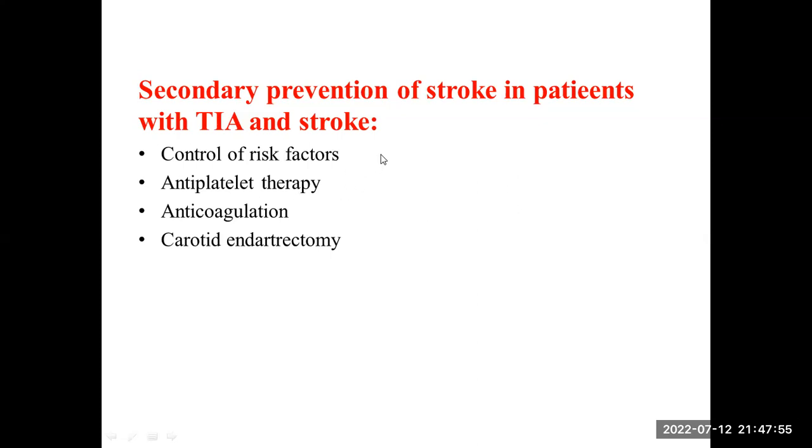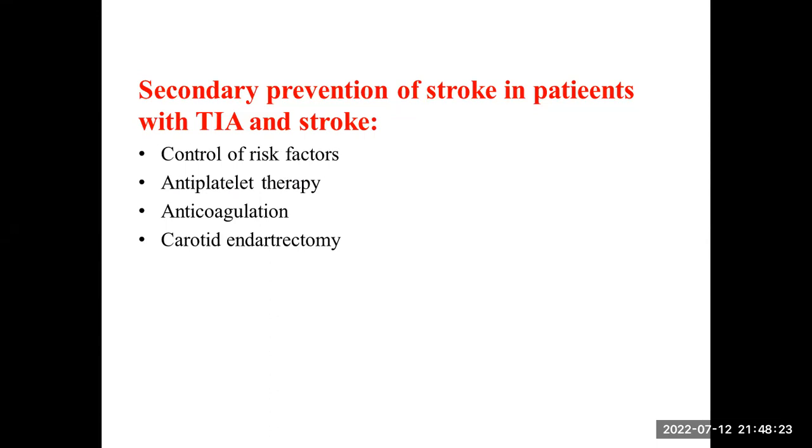Then there is a special type of trials which have been made, and it was shown that in selected types of patients, you can use dual antiplatelet treatment in the acute setting. Specifically, we can use aspirin and clopidogrel in combination for 21 days, and after that, we will continue with a single antiplatelet, which is clopidogrel.